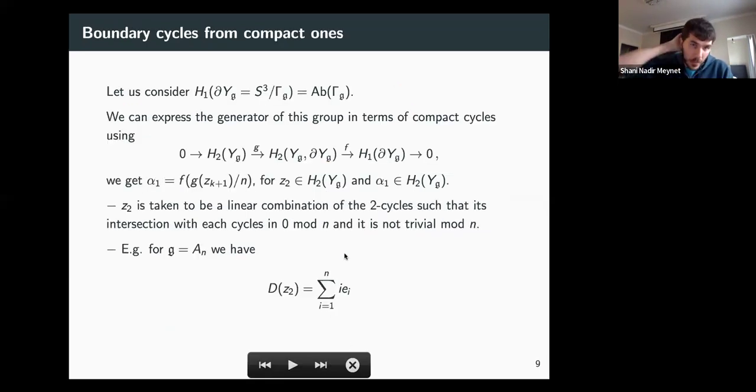So with this out of the way, it turns out that in the case at hand, the only contribution to the defect group comes from the one-cycle of the boundary homology.